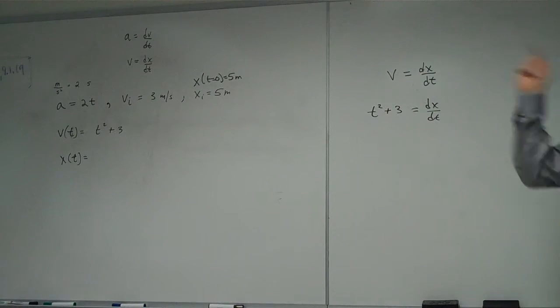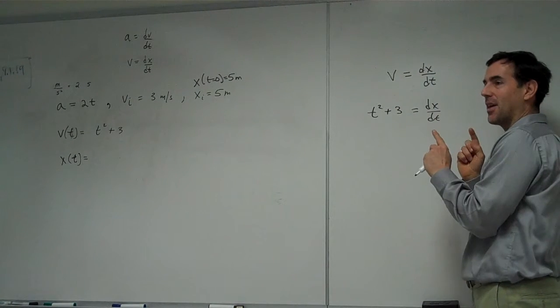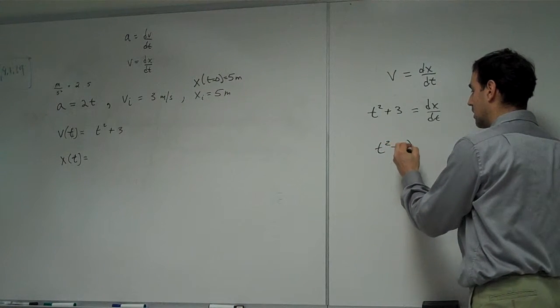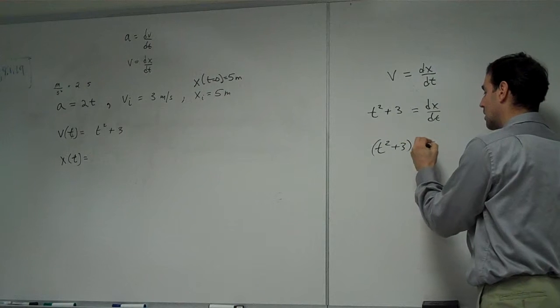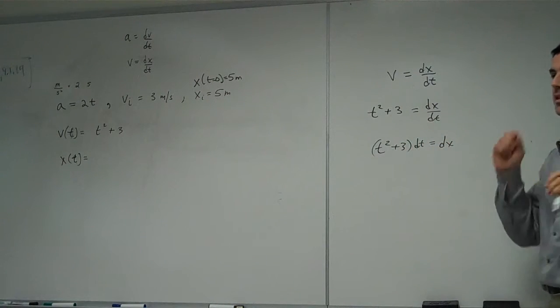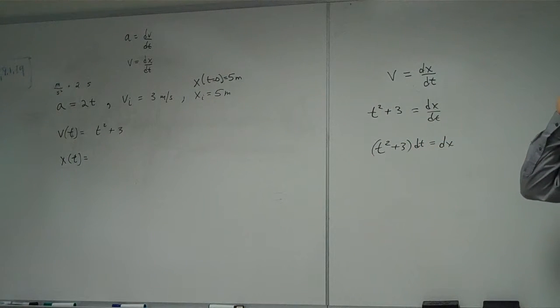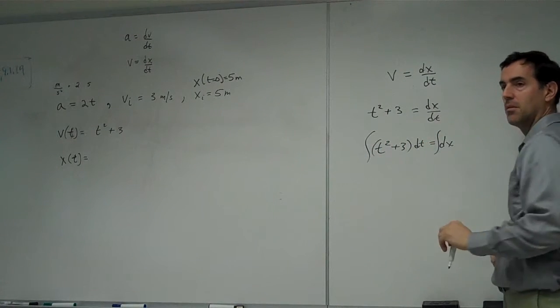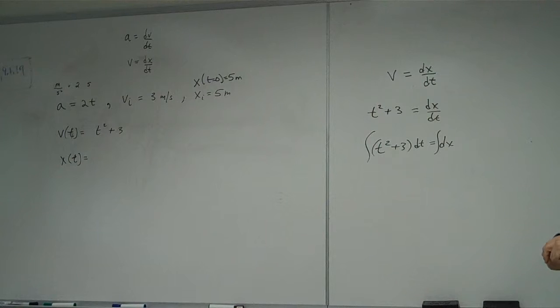Separate the variables. Good. And do what to do that? Multiply both sides by dt. Yeah. What next, Eric? Integrate both sides. Yep. What next, James? Both sides, you have to put your initial conditions.